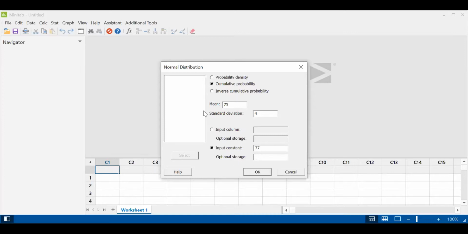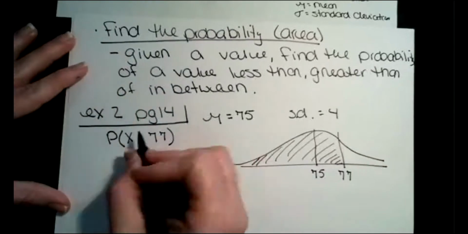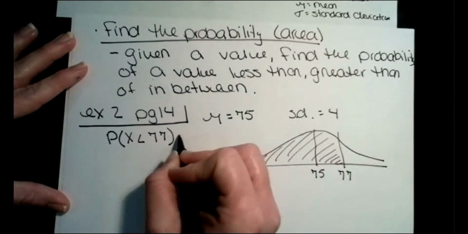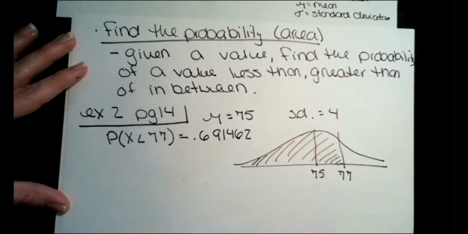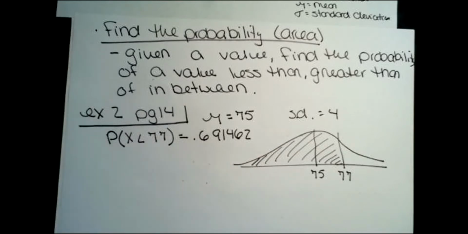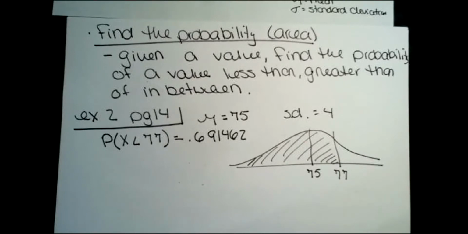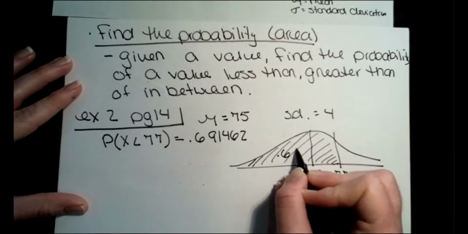I don't have to do anything for optional storage. It's just going to pop right up here on your screen. So I'm just going to click OK. And now I have my probability. So what it's telling me is that the probability, and I'm going to switch back over, that the probability that X is less than 77 is equal to 0.691462. Okay. If you've taken stats with me before, I usually prefer like 2 or maybe 4 decimal places. You can go as far as you want. I would say stick to 4 if you can. But what this is saying is that this whole area under the curve right here is 0.691462.